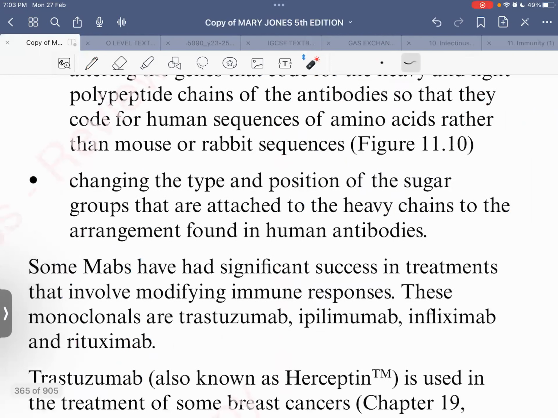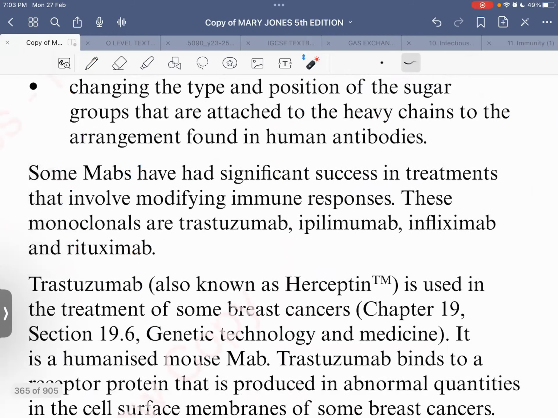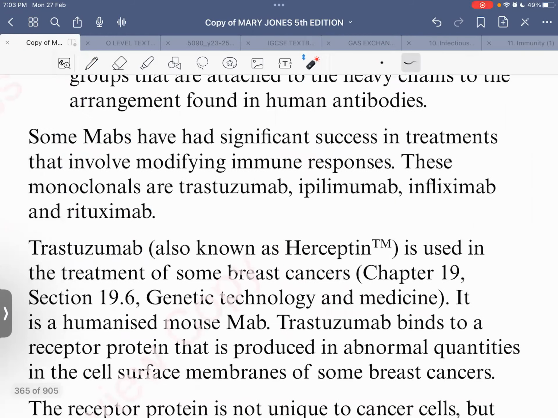Some MABs have had significant success in treatments that involve modifying immune responses. Are you guys supposed to remember the name? ये इतने मुश्किल से नाम. No need to remember this. सबसे ज़्यादा जो question आता है exam में, it is asked about Herceptin. So and also one other MAB. तो हम थोड़ा सा इसके बारे में पढ़ लेते हैं.